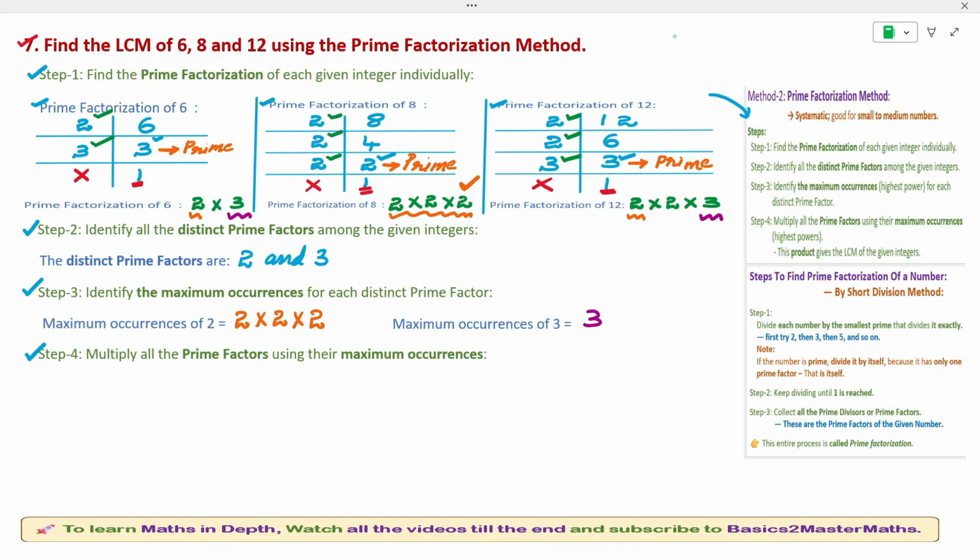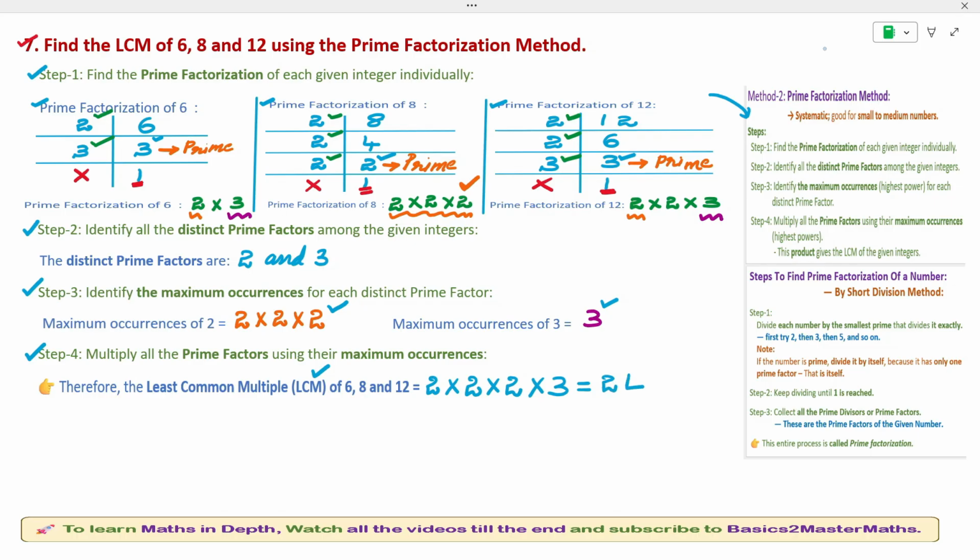Step 4. Multiply all the prime factors using their maximum occurrences. Therefore, LCM of 6, 8 and 12 is 2 multiplied by 2 multiplied by 2 multiplied by 3 gives you 24. Got it?